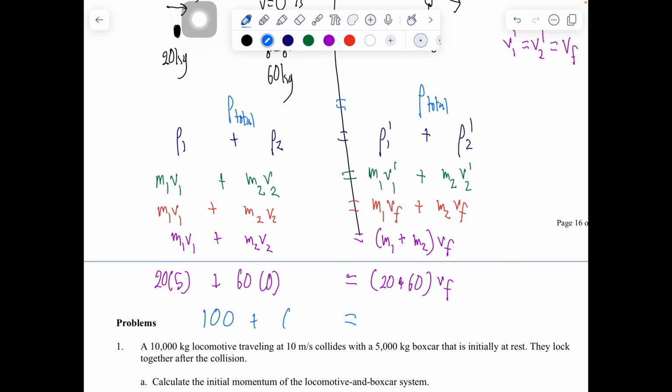60 times 0, this is of course 0. So our total momentum is 100. That's not going to change. Our total momentum afterwards must also be 100.